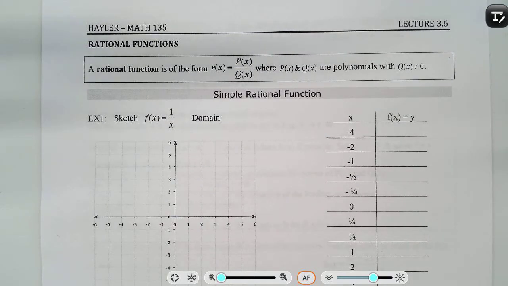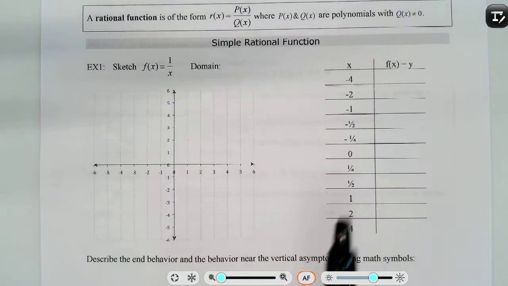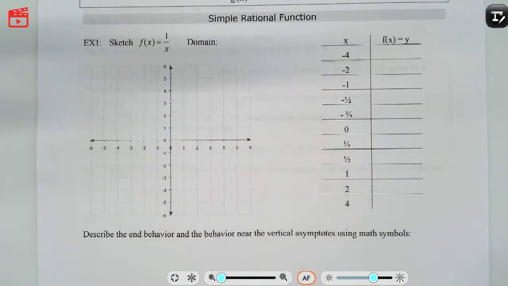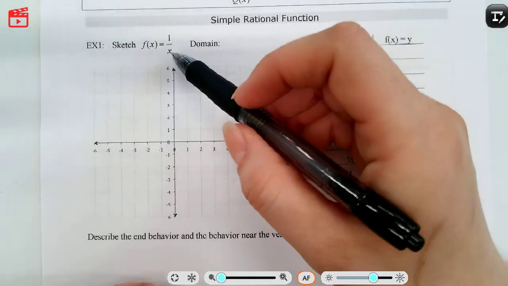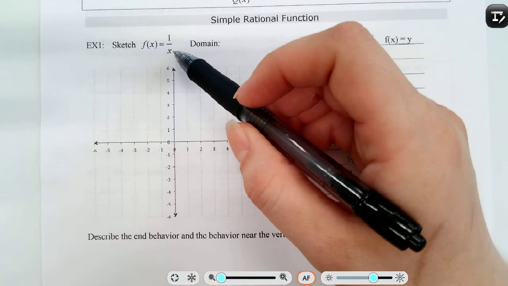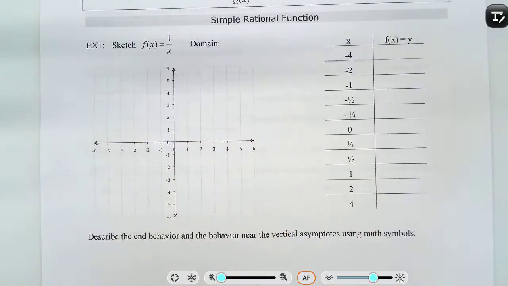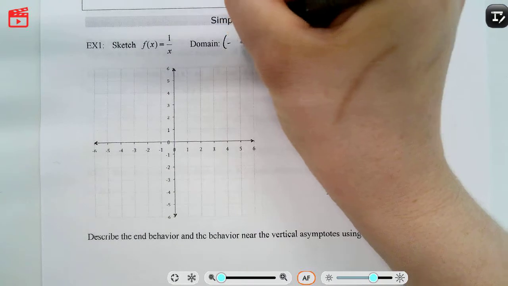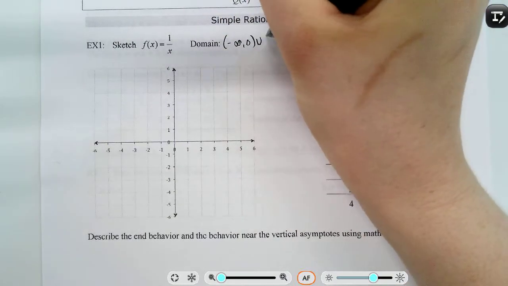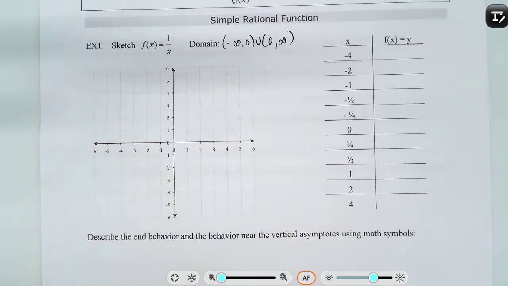All right, so let's take a look at a simple rational function. First example, we're going to sketch f of x equals 1 over x. So what is the domain of this function? Well, when we check the domain, the only restriction here is that x cannot be 0. So we know that our domain is everything but 0. We'll just take 0 out of our domain.